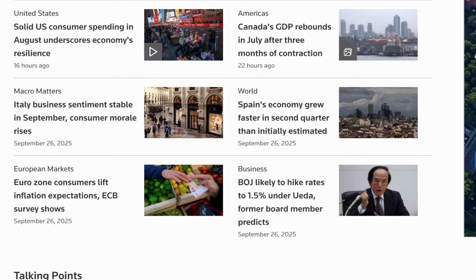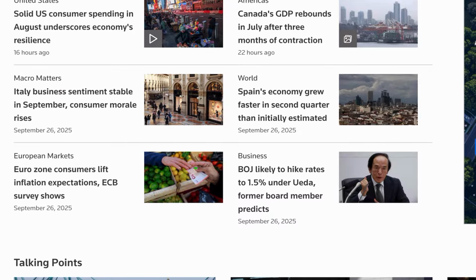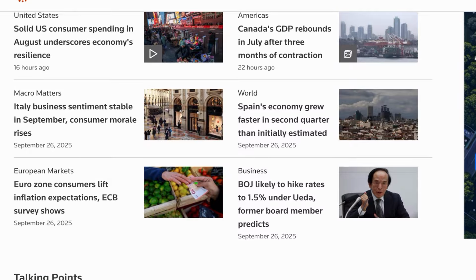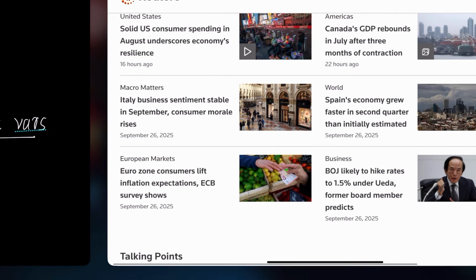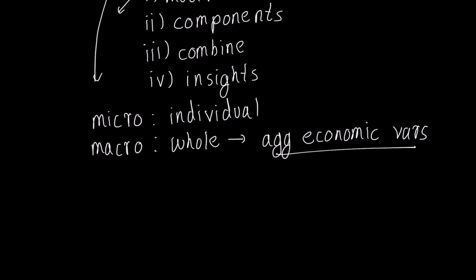And here we can also see some other economic variables. For example, here we see inflation, which is a measure of how much price level there is prevalent in the economy, which is another macroeconomic variable. So as you can see, there are a lot of macroeconomic variables that are used by macroeconomics. We can list a few of them over here.